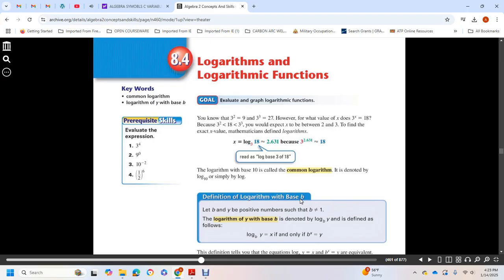To find the exact value, mathematicians defined logarithms. So it reads x is equal to log base 3 of 18, which is roughly 2.631. A logarithm with a base of 10 is called a common logarithm and is denoted by log base 10 or simply by log.